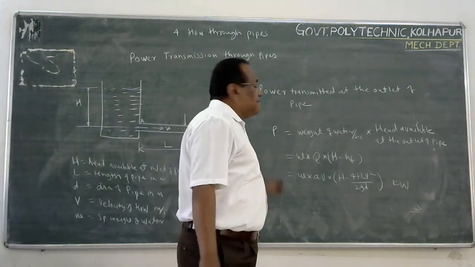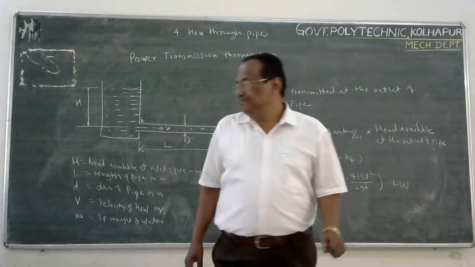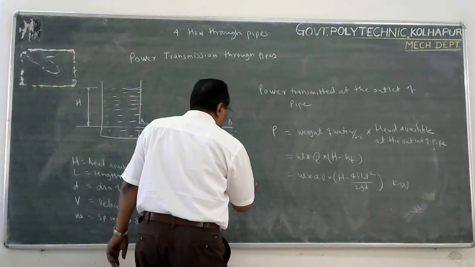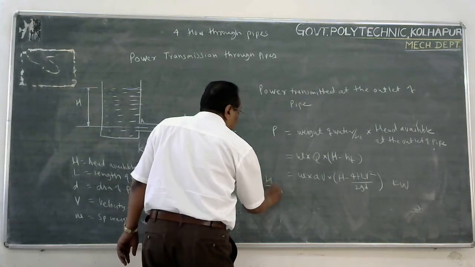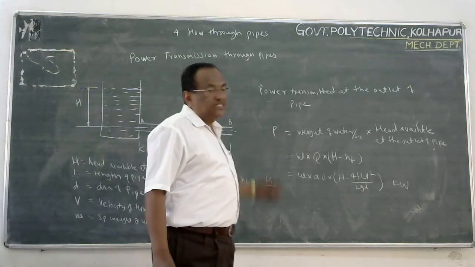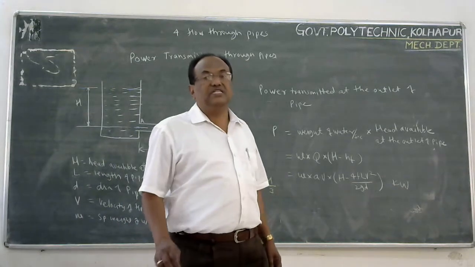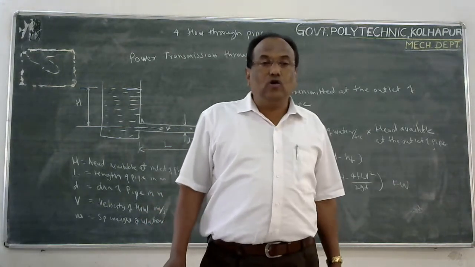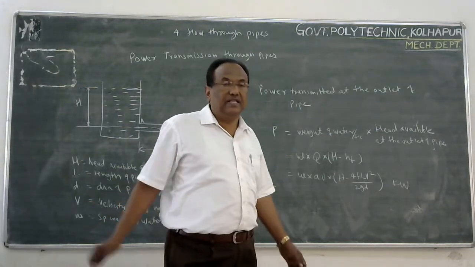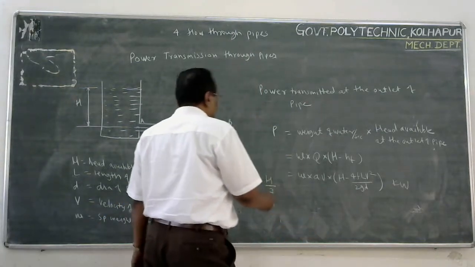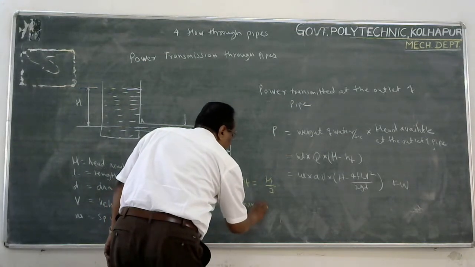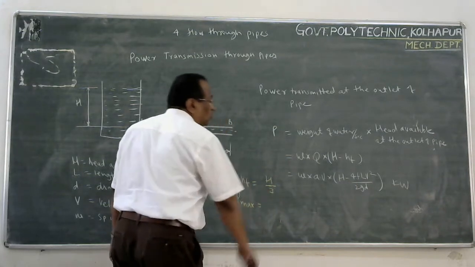This power is maximum when the head loss due to friction HF is equal to H by 3. This power transmitted through the pipe is maximum when head loss due to friction is one third of the total head available at the inlet. So you remember this, the power is maximum when HF is equal to H by 3.